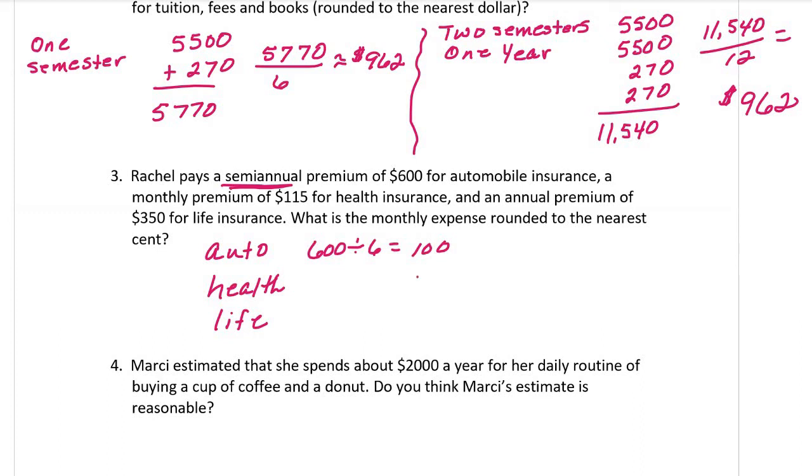The health insurance, I already know how much it is per month. It's $115. And the life insurance is given as an annual premium. That's how much I pay every year. So I need to take that amount and divide it by 12, right? Because that life insurance bill encompasses 12 months. So we divide that and you get approximately $29.17. You add those three expenses together, that's $244.17.